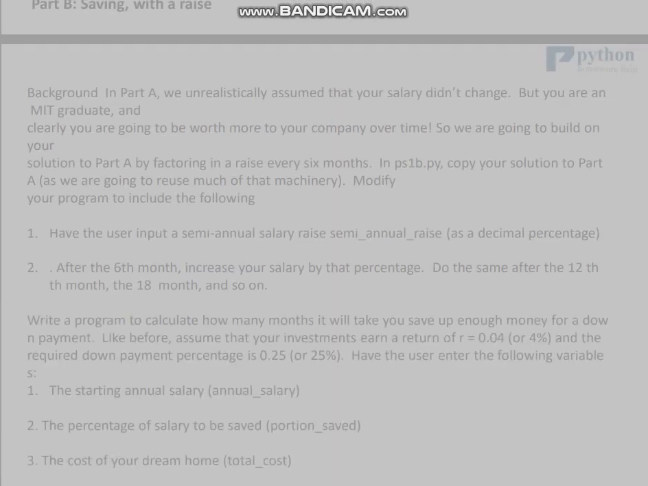Part B. Saving, with a raise. Background. In Part A, we unrealistically assumed that your salary didn't change. But you are an MIT graduate, and clearly you are going to be worth more to your company over time. So we are going to build on your solution to Part A by factoring in a raise every 6 months. In ps1b.py, copy your solution to Part A, as we are going to reuse much of that machinery.